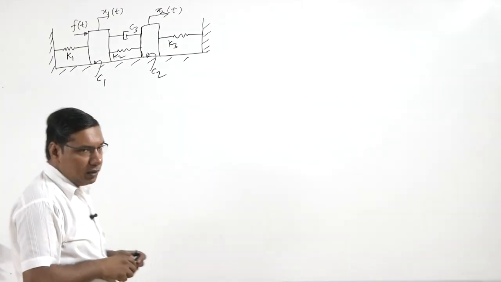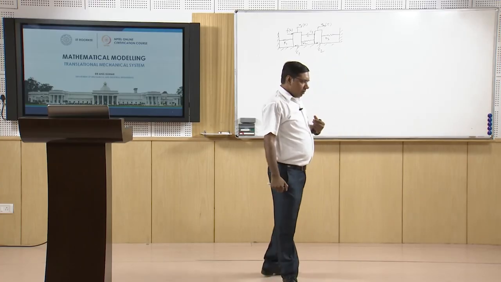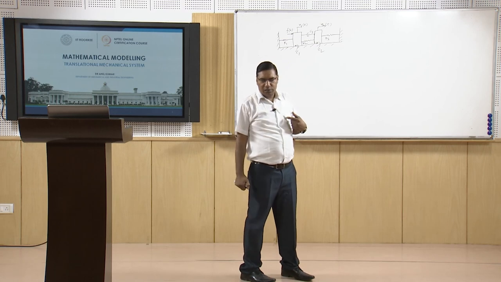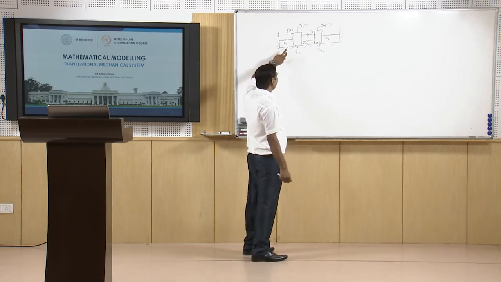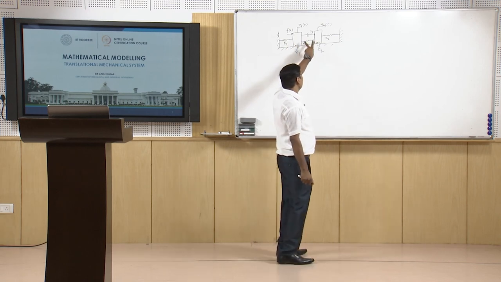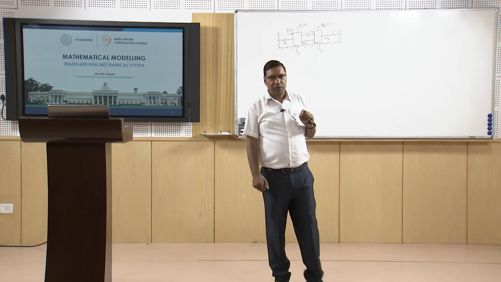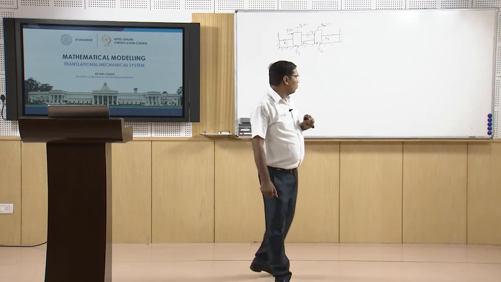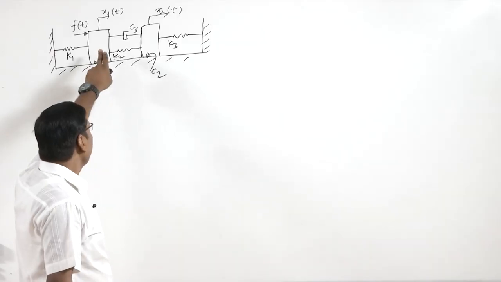So now we can see another mechanical system, and this is a second order system. Why? Because we have 2 masses and each mass has 1 degree of translation. So there are 2 degrees of freedom for this complete system.